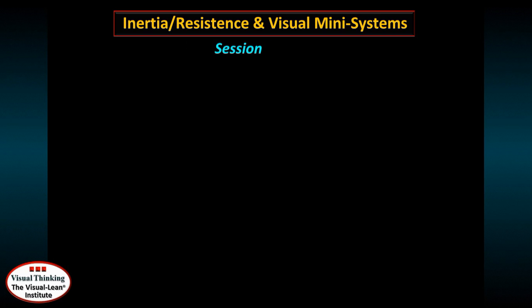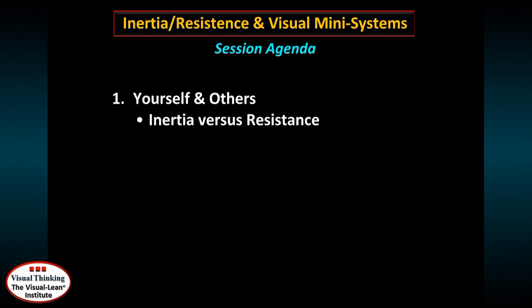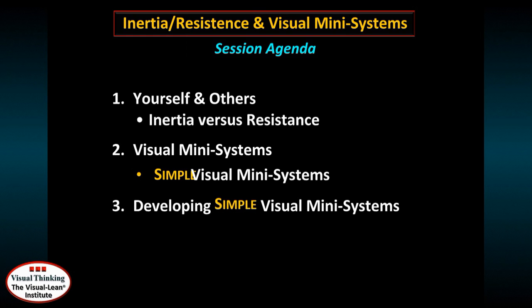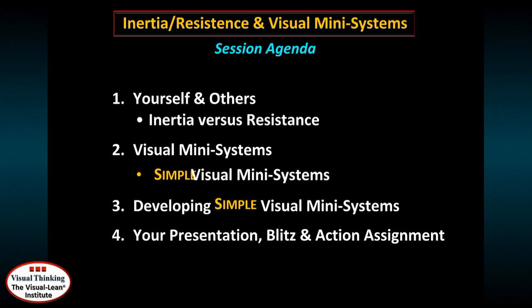The Module 10 agenda begins with your associates learning and discussing the telling difference between inertia and resistance and helpful ways to handle both. Then on to visual mini-systems, what they are, why they're important, and as always, your teams will study lots and lots of actual examples, and then they develop visual mini-systems of their own as part of the session.